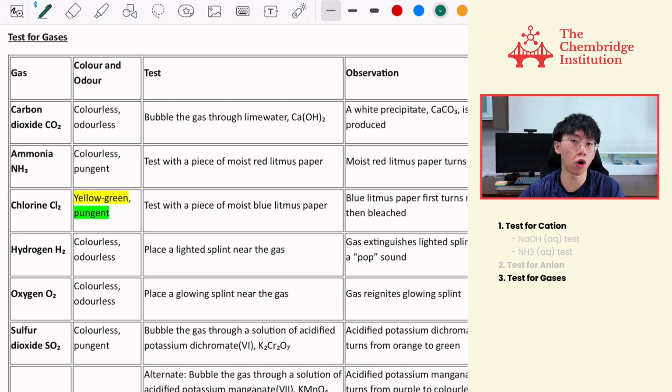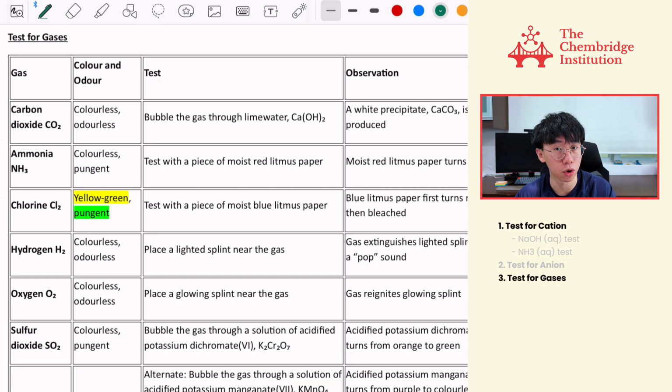Lastly, you need to know all your tests for gases. I kind of touched on some of these beforehand already, in our cation and our anion tests. But when you're writing observations for any gas, it's very important to write the exact observation down to the detail. This shows how strong your chemistry knowledge is. So for example, your carbon dioxide, you don't just say, oh, carbon dioxide gas is produced.